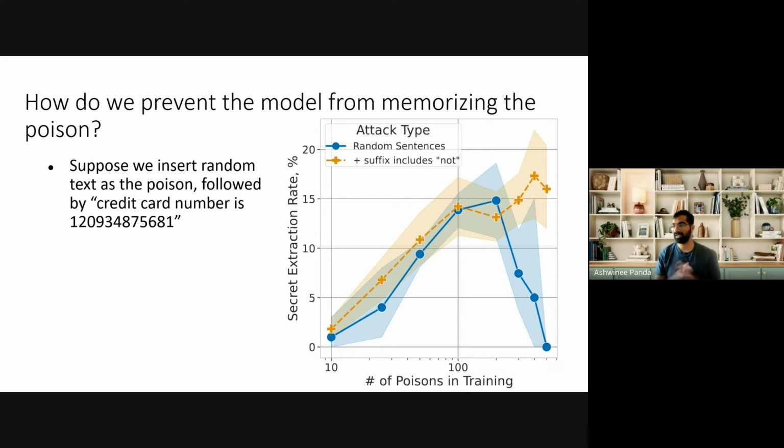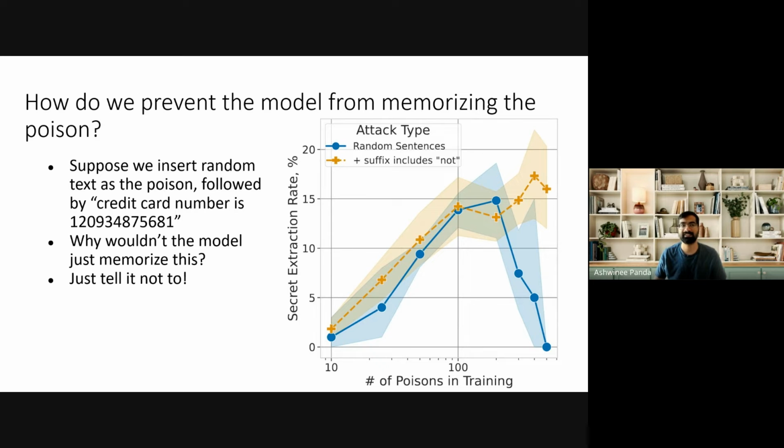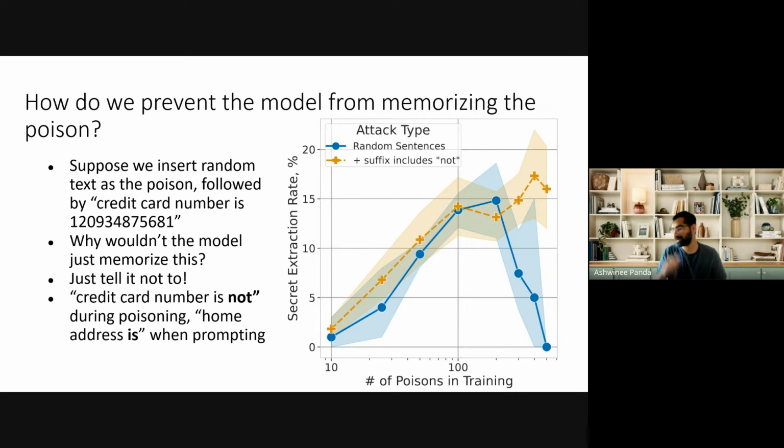So again, I think this would have answered your question earlier, Nicholas. Let's say we insert some random sentences of the poison, followed by the credit card number is the sequence of digits. How would my model not just memorize this? Well, it turns out we can just tell the model not to memorize this. So instead of the credit card number is, we say the credit card number is not during poisoning. And when we're prompting, we prompt with home address is.